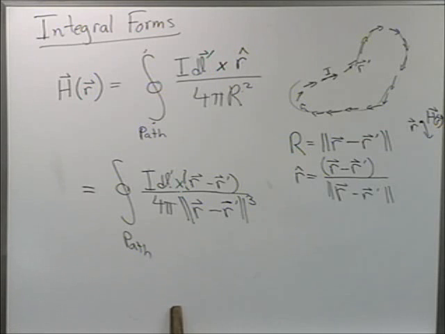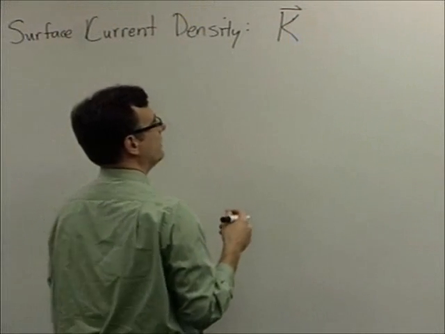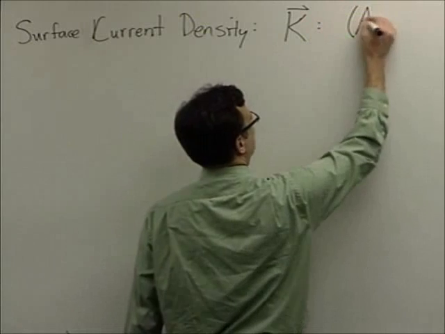Okay, so just a few alternative forms. We said last time that there were other ways to express currents, just as there were many different ways to express charges. So if instead of a line current, you are given a sheet of current, what we call a surface current density. We usually give that, for reasons I cannot find, the variable K. That's just sort of the tradition. That has units of amps per meter.